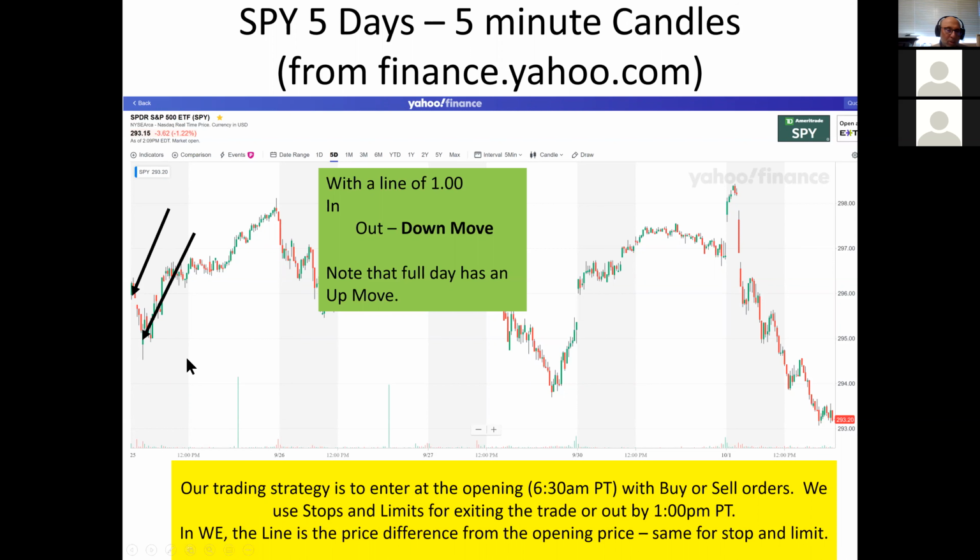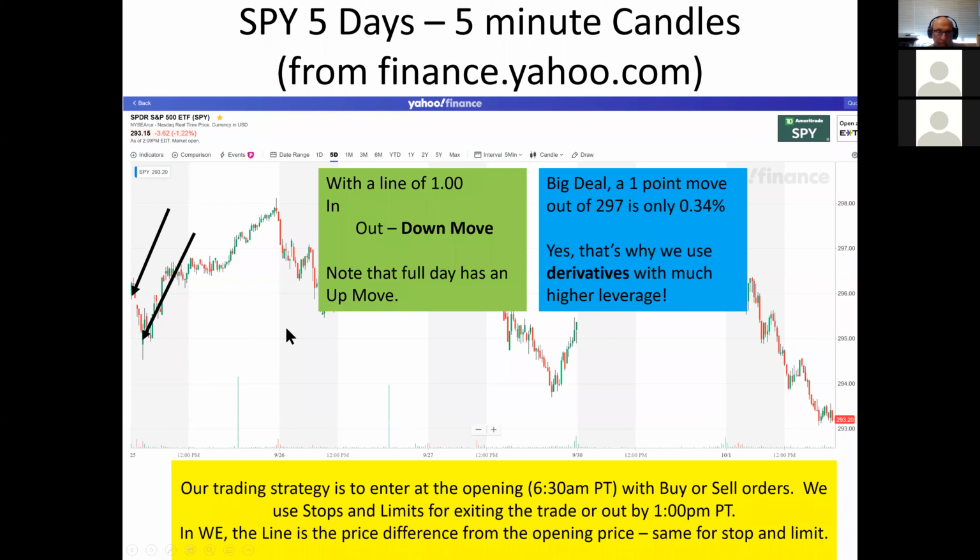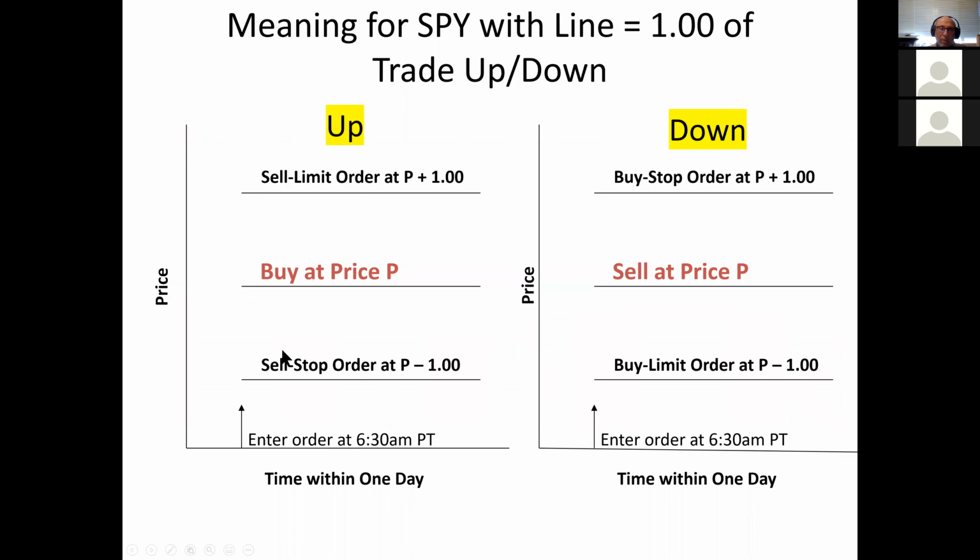But notice, this was what decided the up and down. So I still get calls about, hey, the market really was up. How come you were out? How come you went down? This was the reason. Now, this is going to lead to the leverage. Big deal. A 1 point move out of 297 is only 0.34%. Who cares? And yes, that's why we use derivatives, which have much higher leverage. And that's the next thing I have to explain to you.